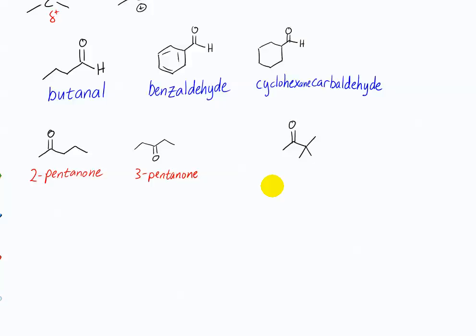Well, this is a ketone. The systematic name would be to look at the chain and see it has a 1, 2, 3, 4-member chain with 2 methyl groups coming off here. So it should be 3,3-dimethyl-2-butanone.